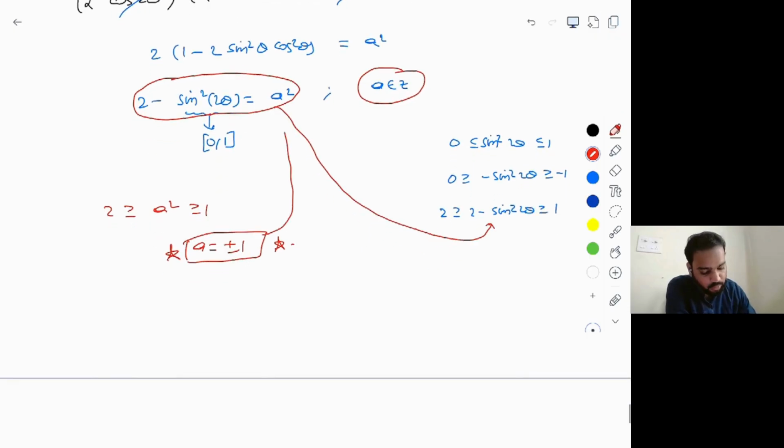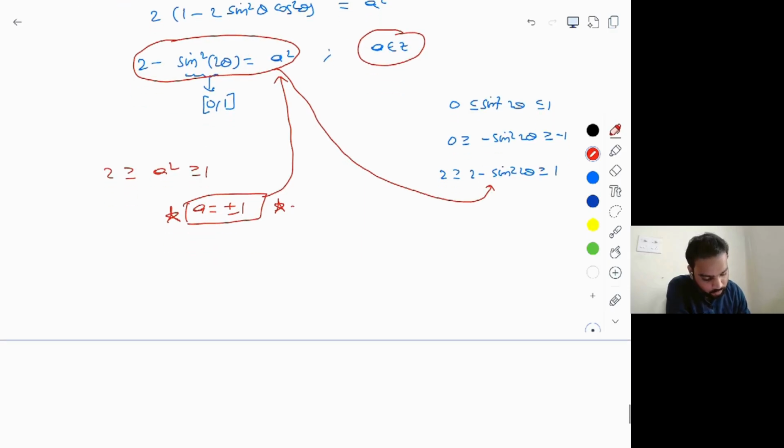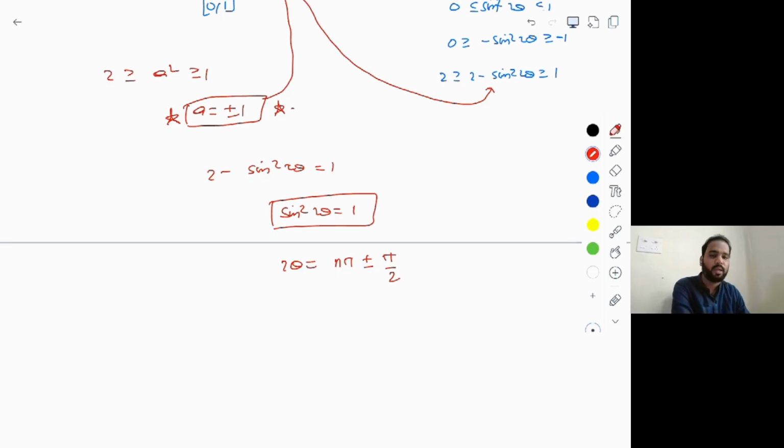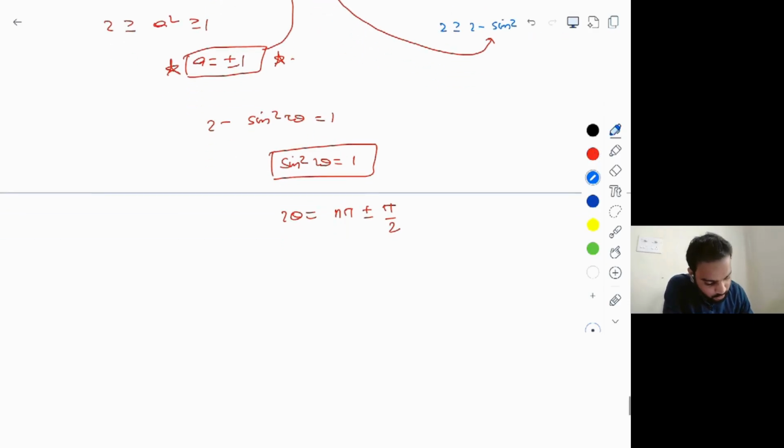Now let's take a = ±1 and substitute it back here. So from which you get 2 − a sin²2θ = 1. So finally, what we get is a sin²2θ = 1. And if sin²2θ = 1, we know what to do. Directly, it is nothing but 2θ = nπ ± π/2, because it can be +π/2, −π/2, +3π/2, −3π/2. It can be anything, right? So it should be nπ ± π/2. Finally, we get θ = nπ/2 ± π/4, where n belongs to integers. So this is your general solution.